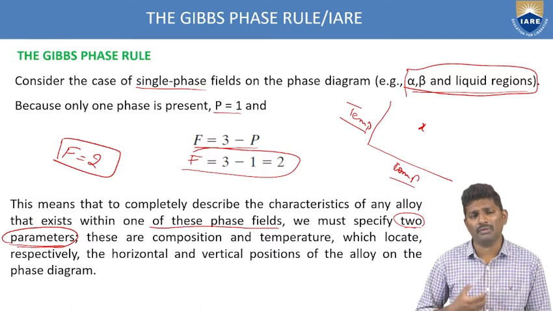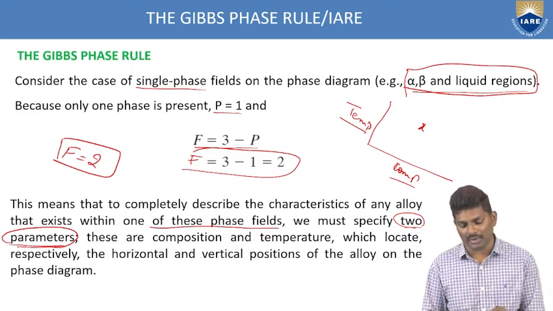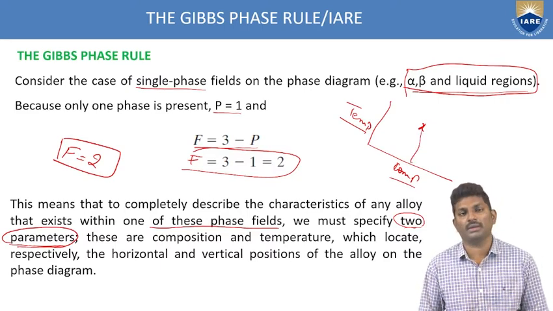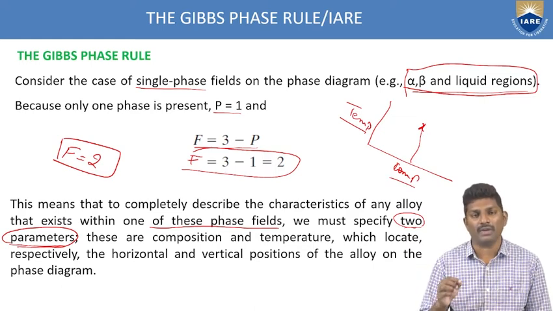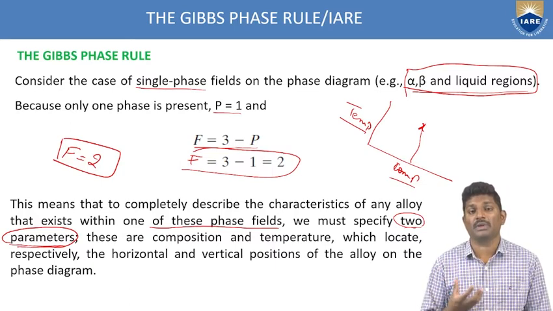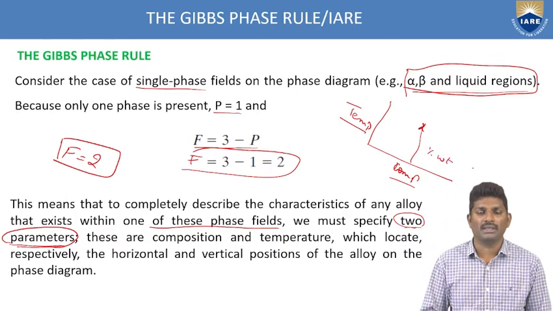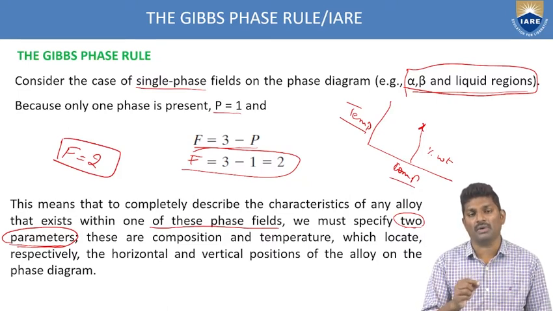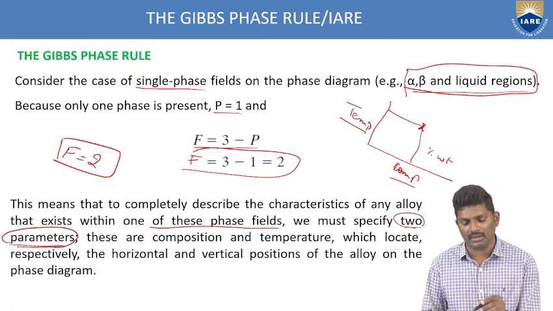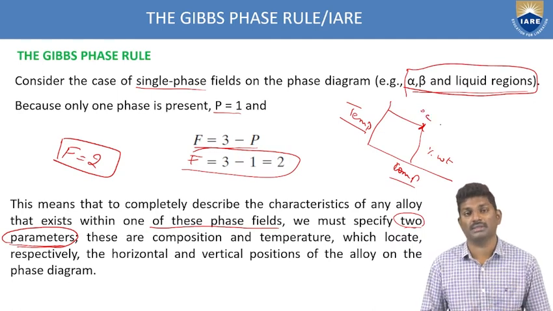Similarly, if you want to know the composition, I have to describe the composition of this x point. How will I do that? I have to drop a vertical line from that x point to the horizontal axis in order to find out the weight percentage. So again, I am describing that x point with respect to weight percentage. Similarly, if I want to describe that x point with respect to temperature, what do I have to do? I have to draw a horizontal line to the vertical axis. Then I'll get the degrees centigrade.